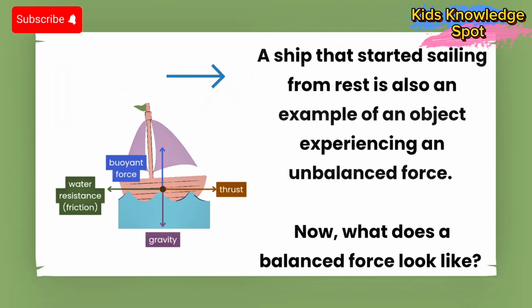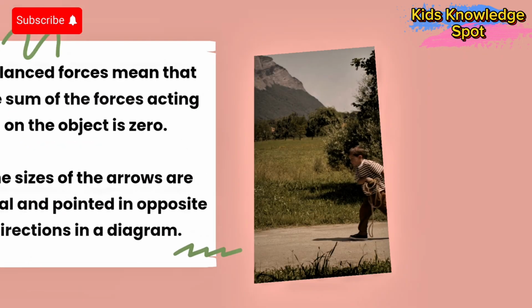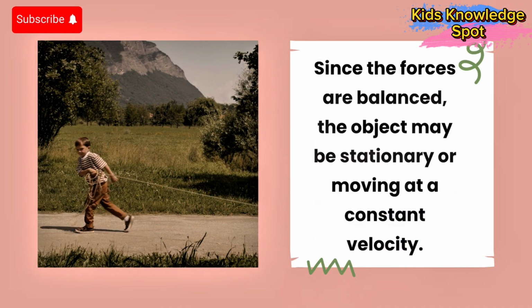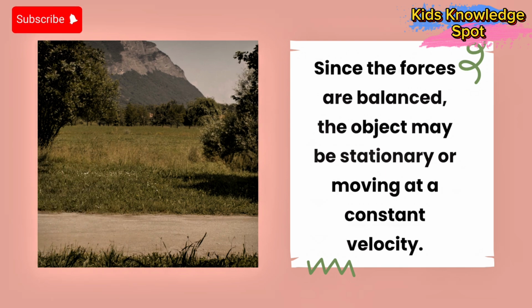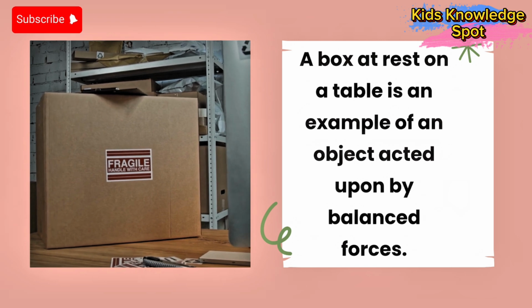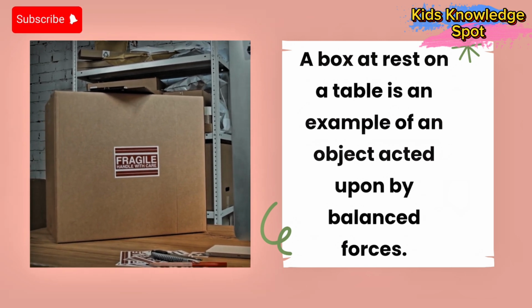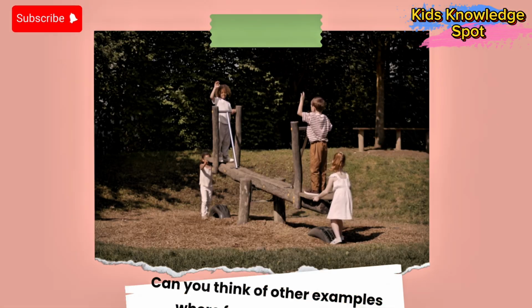Now, what does an unbalanced and balanced force look like? Balanced forces mean that the sum of the forces acting on the object is zero. The size of the arrows are equal and pointed in opposite directions in a diagram. Since the forces are balanced, the object may be stationary or moving at a consistent velocity. A box at rest on a table is an example of an object acted upon by balanced forces.